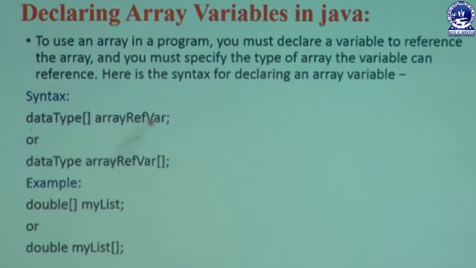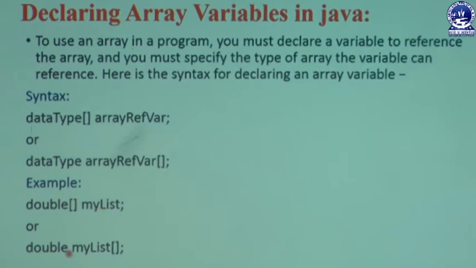The array reference variable can be given any name. It is a type of signature, so we can write the subscript next to the data type, or otherwise we can write the data type, a space, the array variable name, then the subscript. The subscript is the signature of array type elements. So in our example we write double, subscript, space, and the array variable name, that is myList. myList is an array type variable which is specifically of double type.